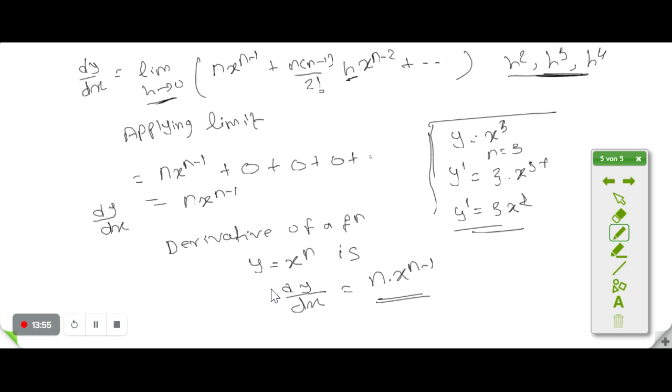In the next tutorial, I'm going to solve a few more functions. We are going to calculate the derivative of a few more functions, and then we are going to start finding the derivative for a composite function.